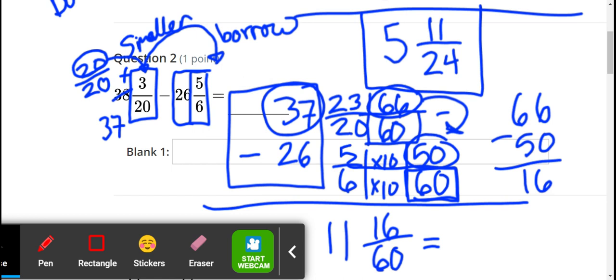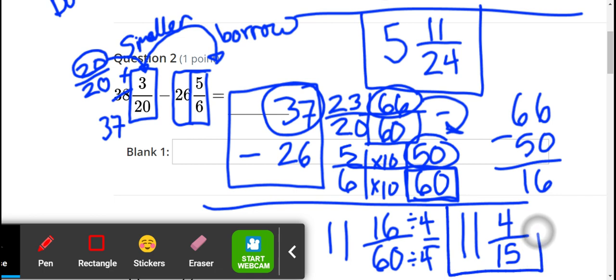And it looks like this is an even number. We can divide both of these by 4, divide by 4, divide by 4. So that should give us 4 out of 15. After we subtract those two fractions, we should end up with 11 and 4/15.